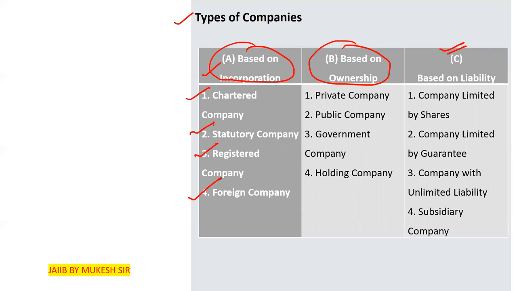Next, based on ownership, we have private company, public company, government company, and holding company. So based on ownership, we have four types of company: private company, public company, government company, and holding company.